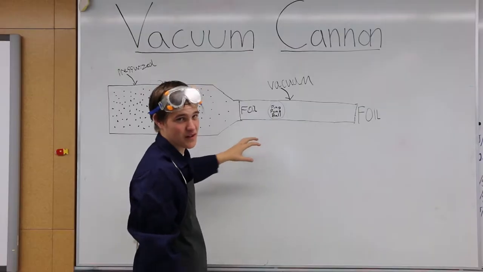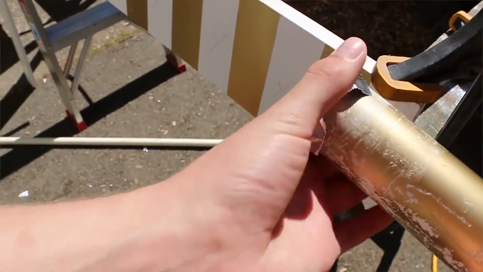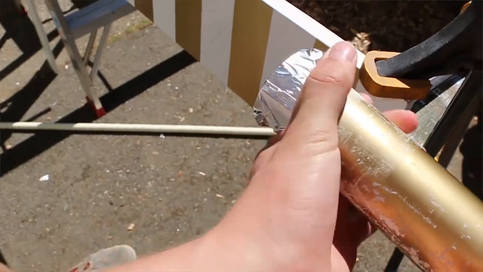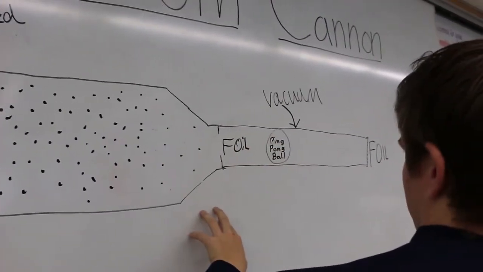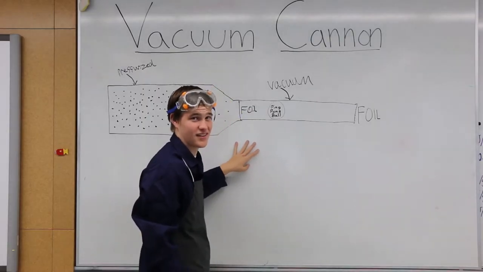If we can create a big enough difference in pressure using enough layers of foil so they don't break as easily, we could propel our projectile past Mach 1. That's supersonic.